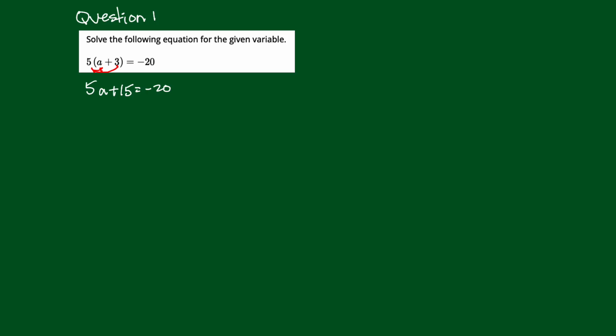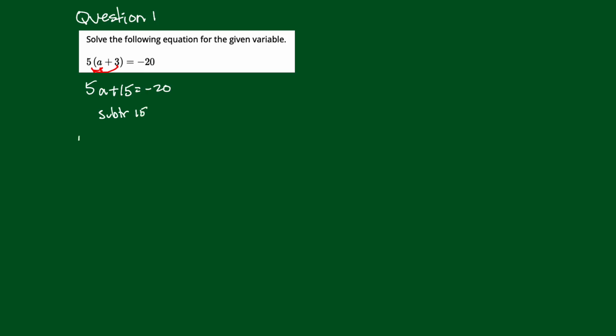Now I'm trying to solve this for a, so I want to undo what has been done to a. Look what's been done to it. It's been multiplied by 5, and then we added 15. To undo it, we'll just do the reverse. First I multiplied by 5, then I added 15. So to undo, let's subtract 15. So the plan is now to subtract 15.